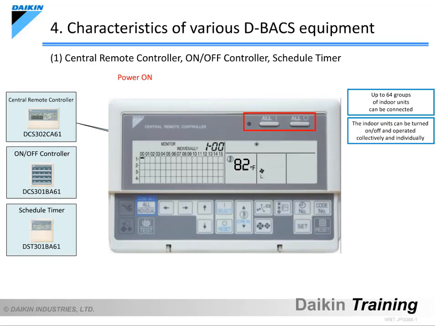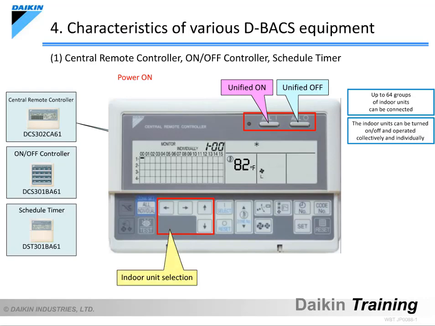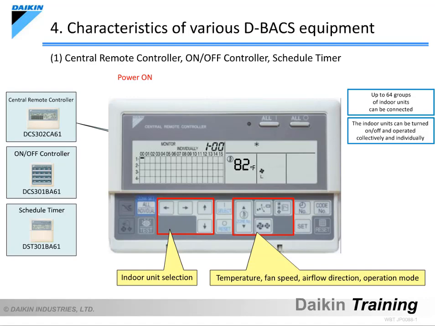When turning multiple indoor units on and off collectively, use these buttons. When turning one indoor unit on or off individually, first select the desired indoor unit and then press the individual on/off button here. The central remote controller also allows for basic operation of indoor units, such as changing the set temperature, fan speed, airflow direction, and operation mode.